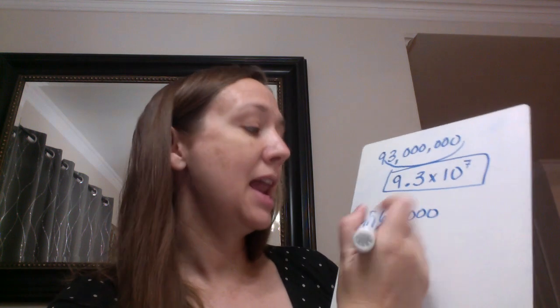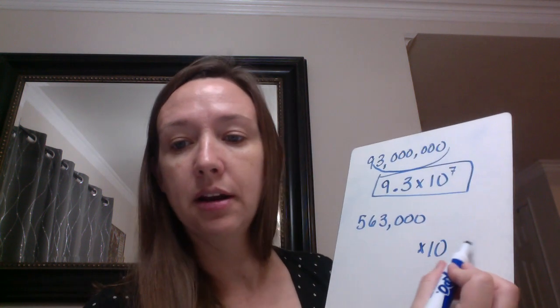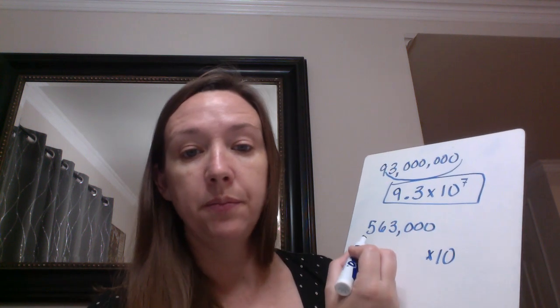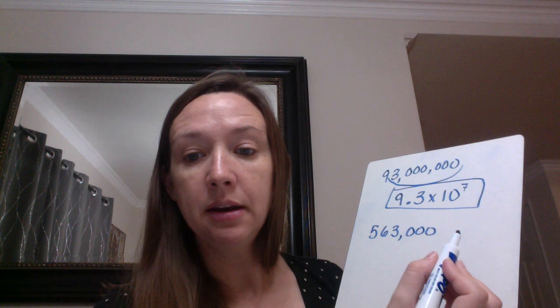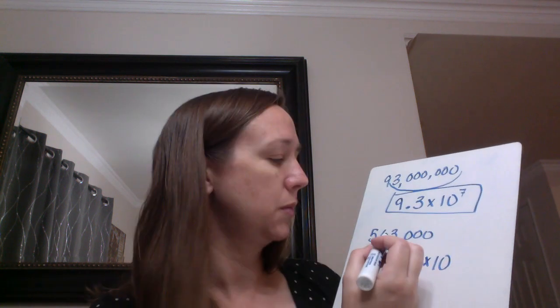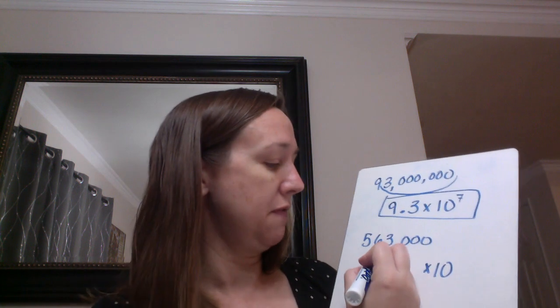563,000. So again, I first assess, is this going to be a positive or a negative exponent? Since it's a big number, it's going to be a positive exponent. So we put times 10, and this number here is going to be positive. Then we decide where the decimal is going to go. We want to make this number more than 1, but less than 10. It could equal 1, but more than or equal to 1, but less than 10. So I know it's going to go between the 5 and the 6.